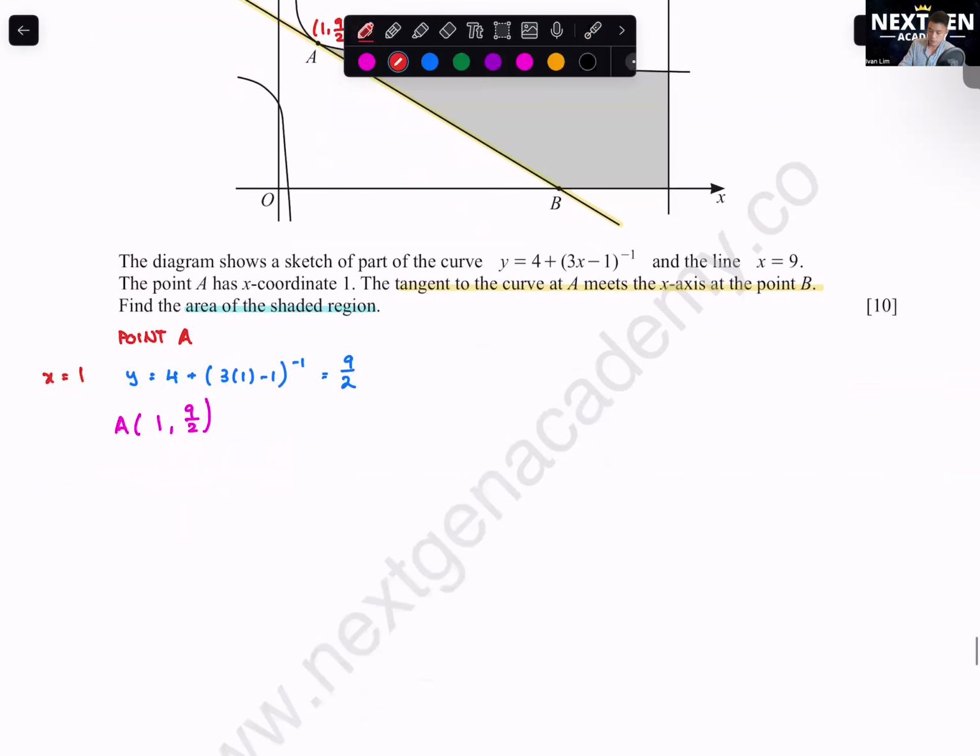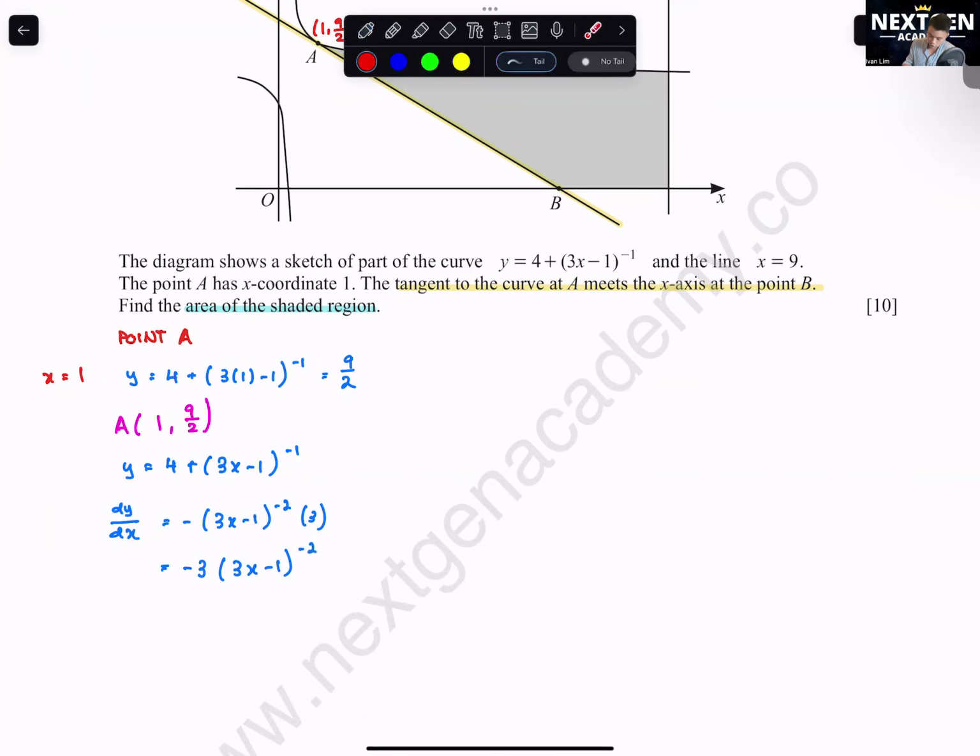Okay, so here we will differentiate this first. y equals to 4 plus (3x minus 1) to the power of negative 1. Let's do dy over dx. We just need to do a chain rule for this. Minus (3x minus 1) to the power of negative 2 multiplied by 3, which we can simplify to negative 3(3x minus 1) to the power of negative 2.